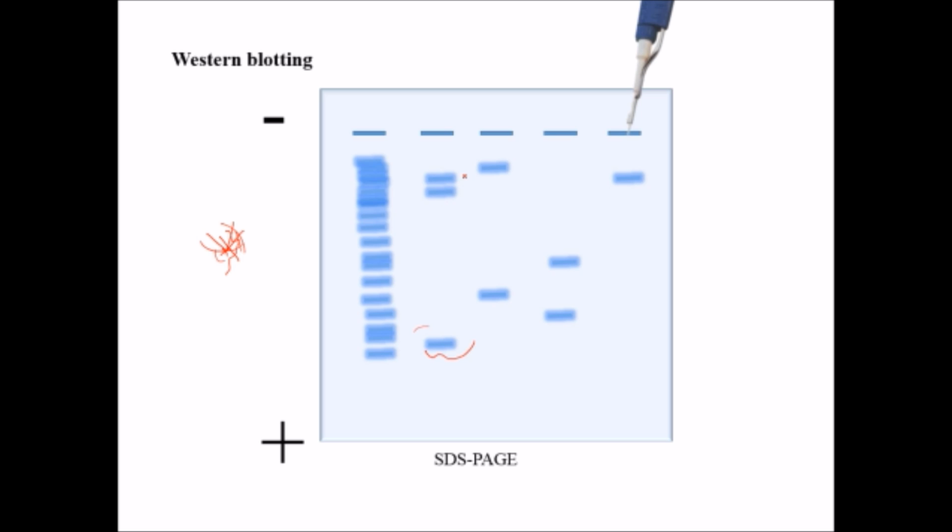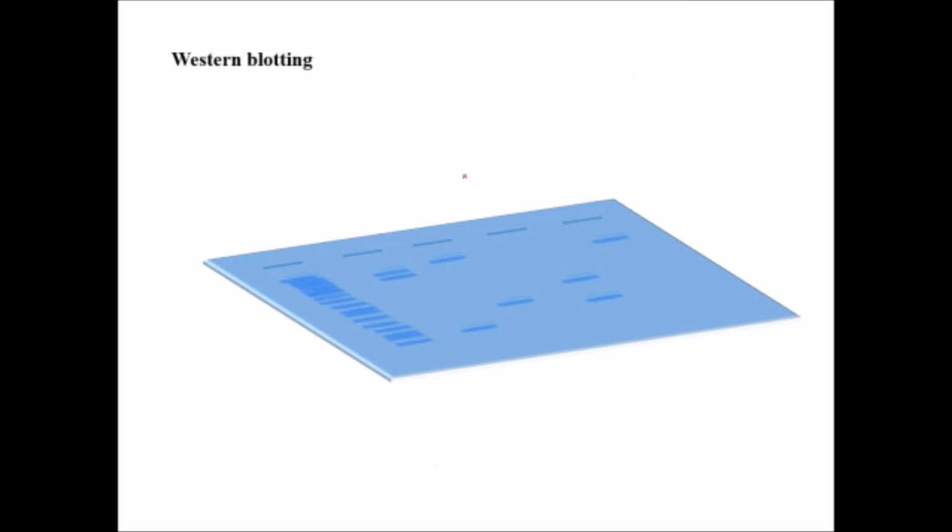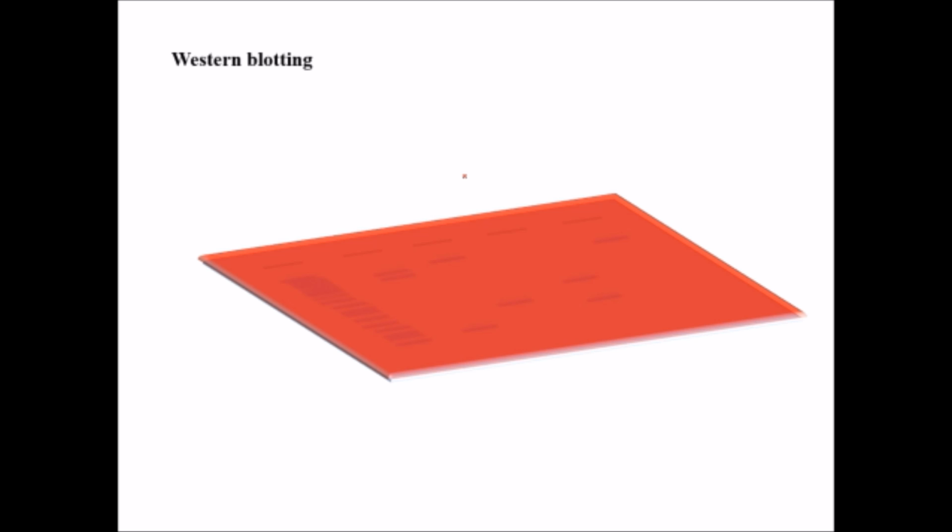Now, what we then do, this is the top view of that gel. We will then place a nitrocellulose membrane over the gel. Then again we will apply charge. This time we have applied the charge from the gel towards the membrane. Then what will happen is that the bands will be transferred to the nitrocellulose membrane.